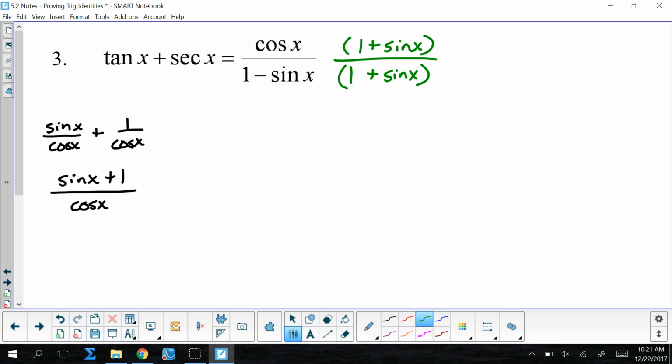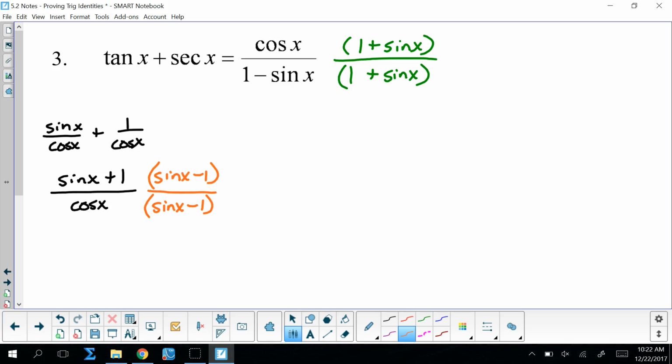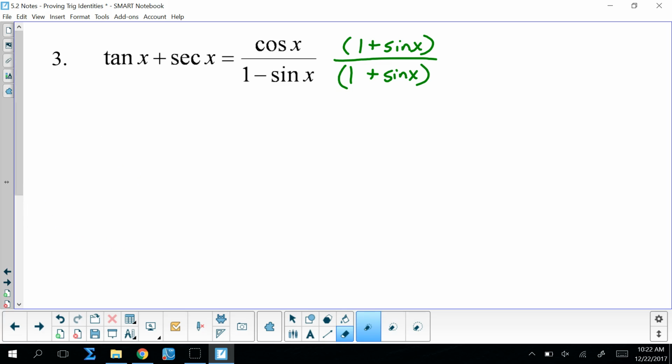So on that side, I would do that. Down here, I would do that. Okay. So let's just work this one side. So this becomes cosine times 1 plus sine of x.